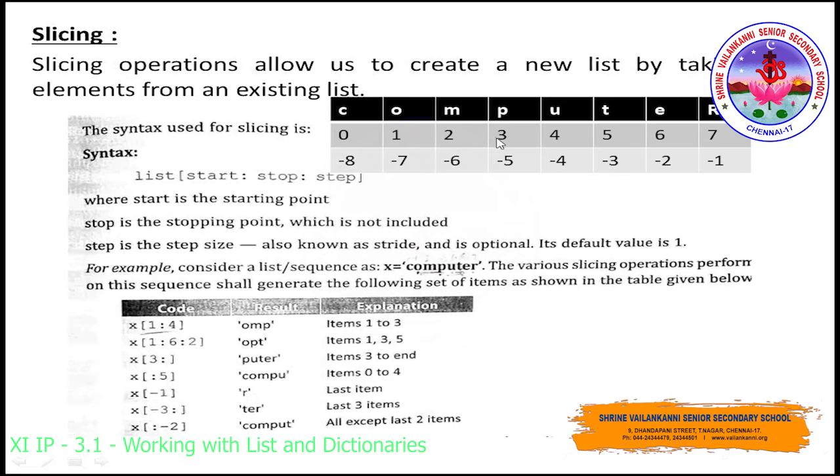So you will skip 1 value in between. See how many values you are going to retrieve from 1: O, P and T. So only these three letters you will retrieve from the particular word.